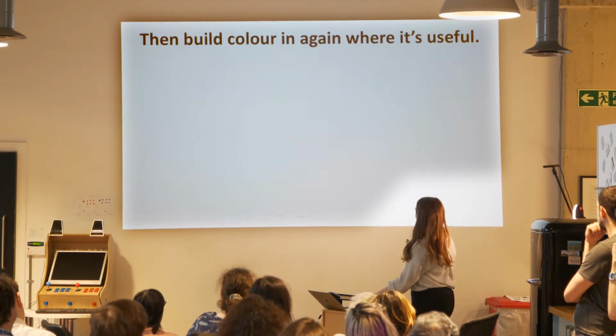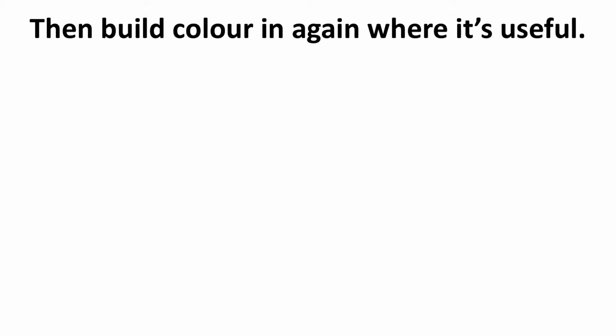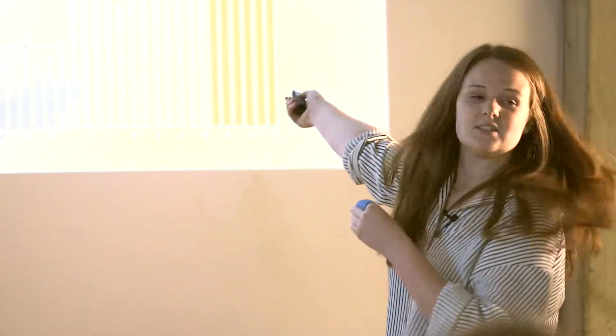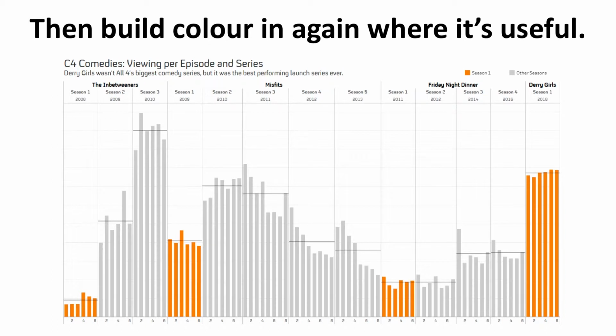So then I built colour back in again. I've made my actual labels more prominent because they're a good way of grouping things, but without being too in your face. And I've just highlighted all the series ones. So now people can see, well, okay, Derry Girls launched middlingly in the big scheme of things, but compared to series ones, Orange is the big one. It's big compared to everything else.